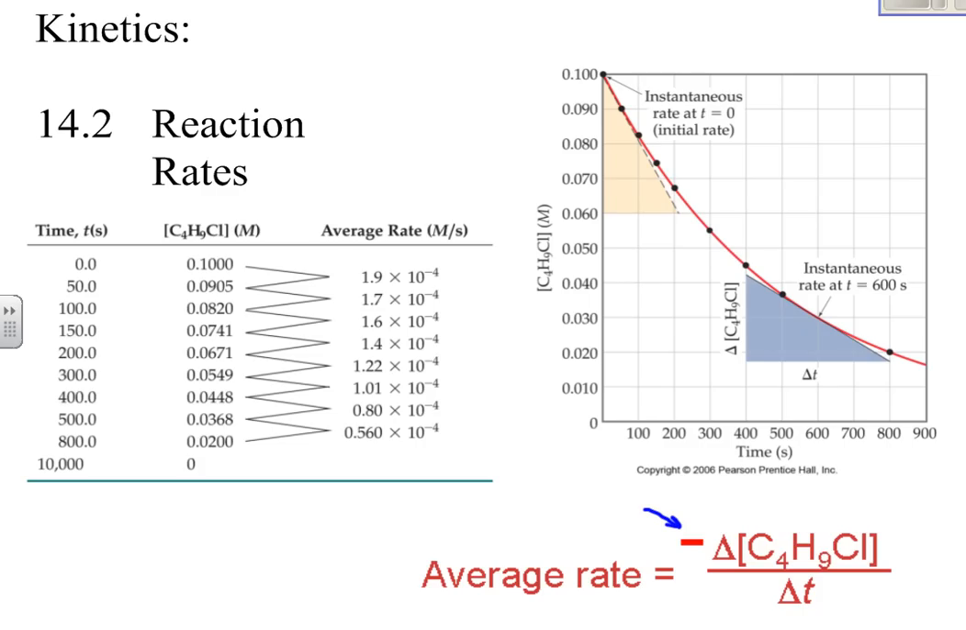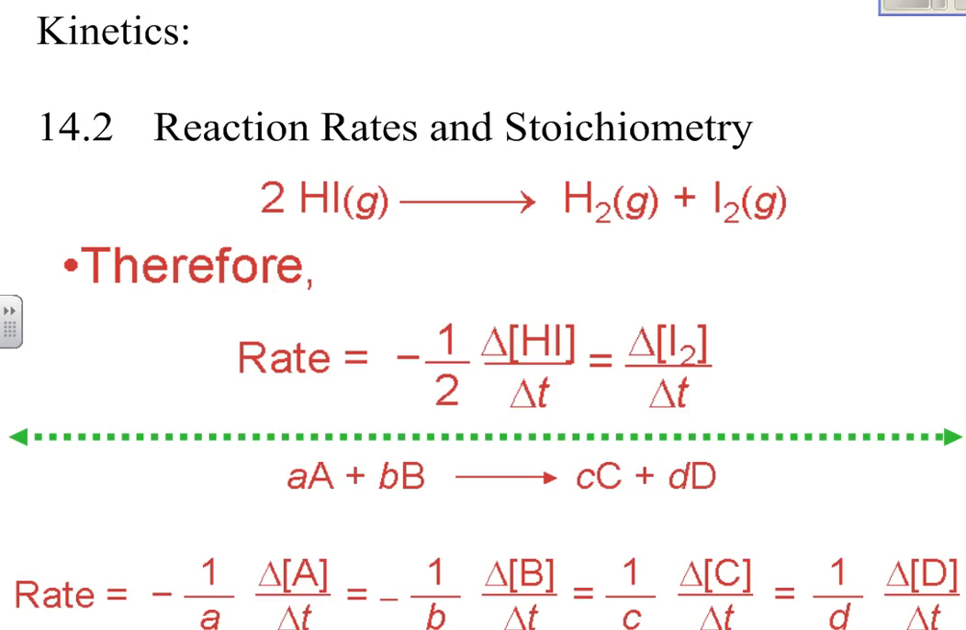We could have also looked at the change in concentration of one of the products. Now in this case, if we looked at the butyl alcohol, the butyl alcohol will change at the same rate as the butyl chloride because there's a 1-to-1 ratio. But what happens in a reaction where the stoichiometry isn't 1-to-1? Well, if we look at this reaction here, we note that for every 2 molecules of hydrogen iodide, you're forming 1 molecule of iodine, I2.